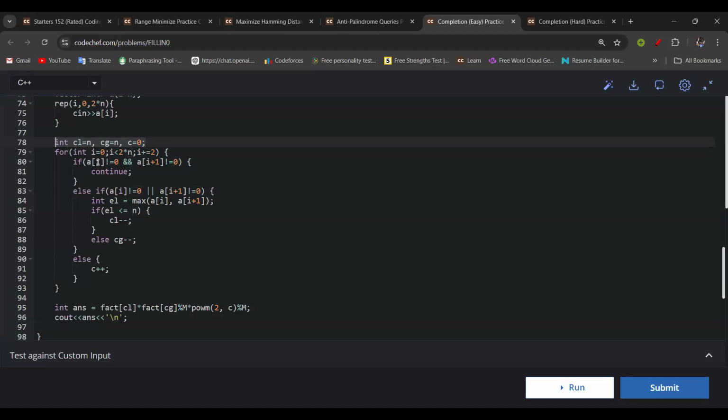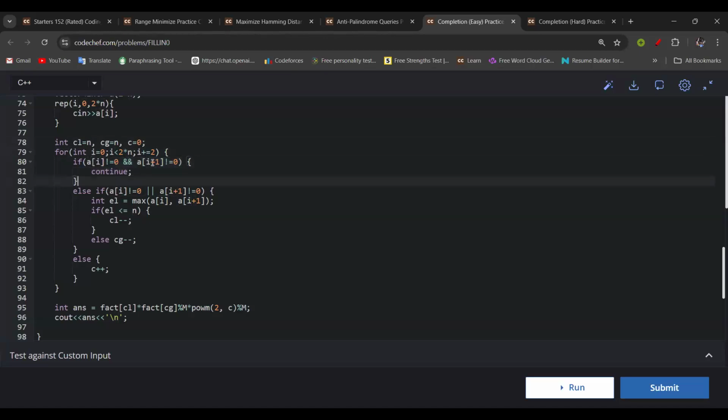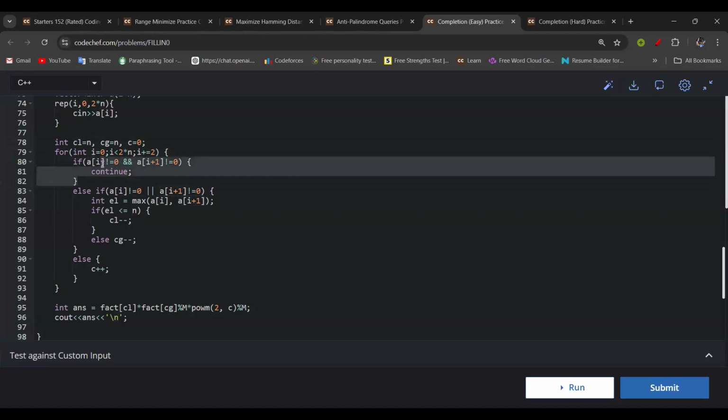Now we need to compute that. How can we do it? We'll go to every pair. So I'm moving from i equal to 0, i less than 2n, and i plus equal to 2, so I'm moving in steps of 2. So A[i] and A[i+1] are my pairs. Okay, if both are non-zero, then continue. This case would never happen in my easier version. Both would not be non-zero. A[i+1] would always be 0. So this was actually written for the harder version, so you can ignore this. This would never happen because in the question, all the even indexes are always 0.